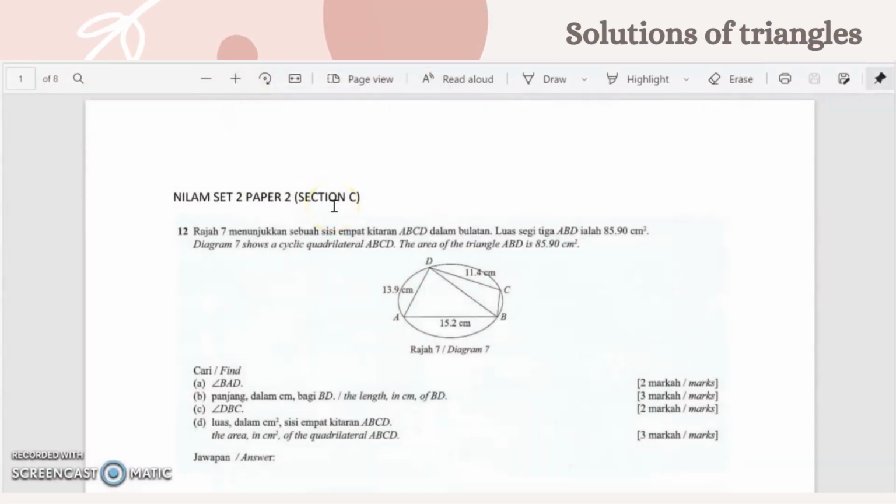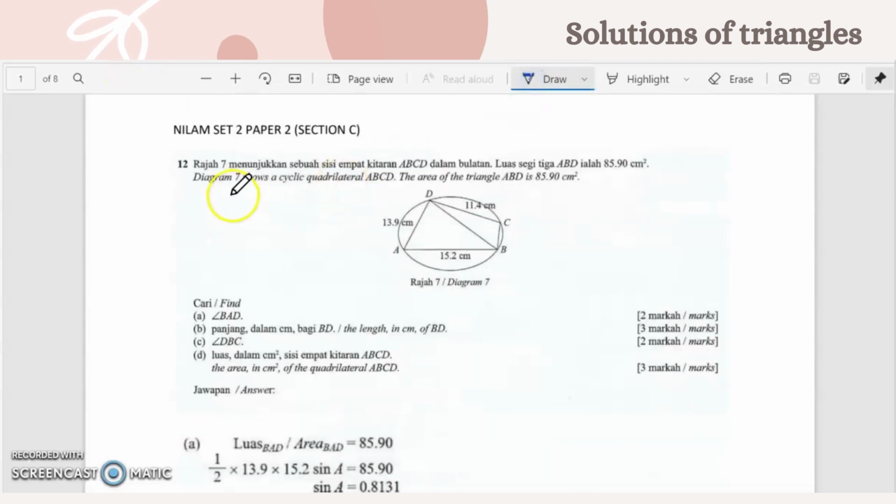Assalamualaikum warahmatullahi wabarakatuh. Okay, as promised, we want to continue with Section C, Paper 2, Nilam Set 2. For this section, there are 4 questions and you are required to answer 2 out of 4 questions.